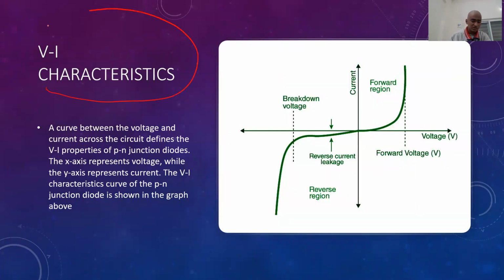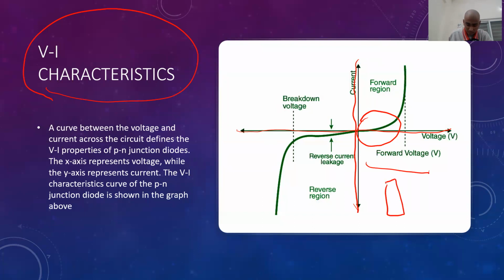Let us see the VI characteristics for forward bias and reverse bias. The curve between the voltage and the current across the circuit defines the VI properties of PN junction diodes. The x-axis represents the voltage and the y-axis represents the current. As we can see here in the graph, this is the part for the forward bias.